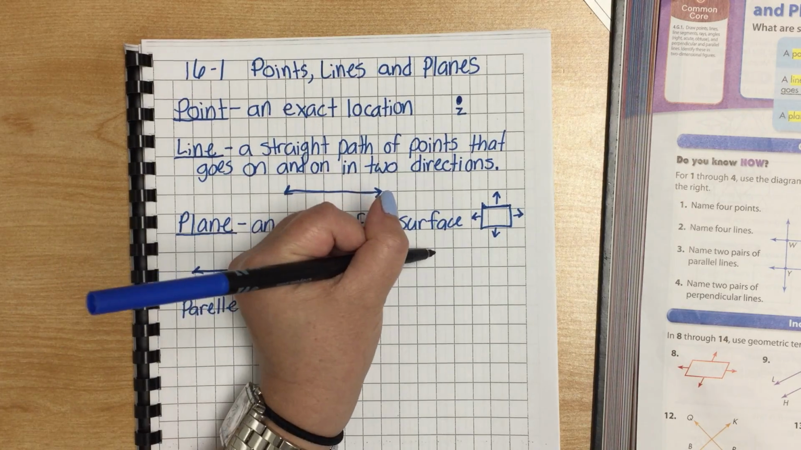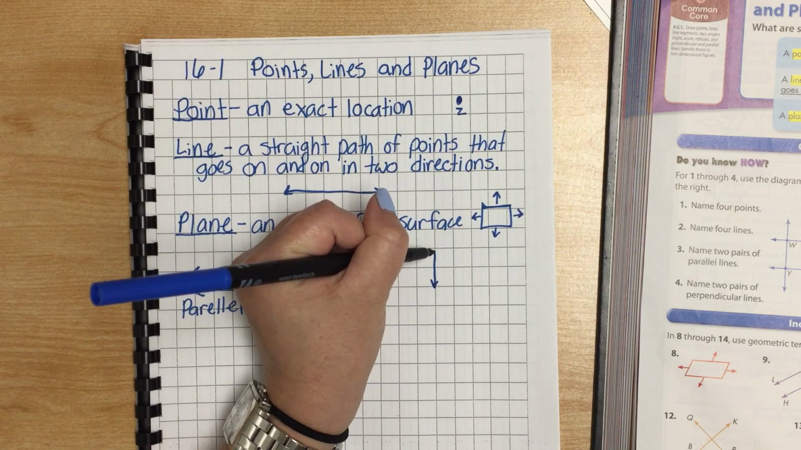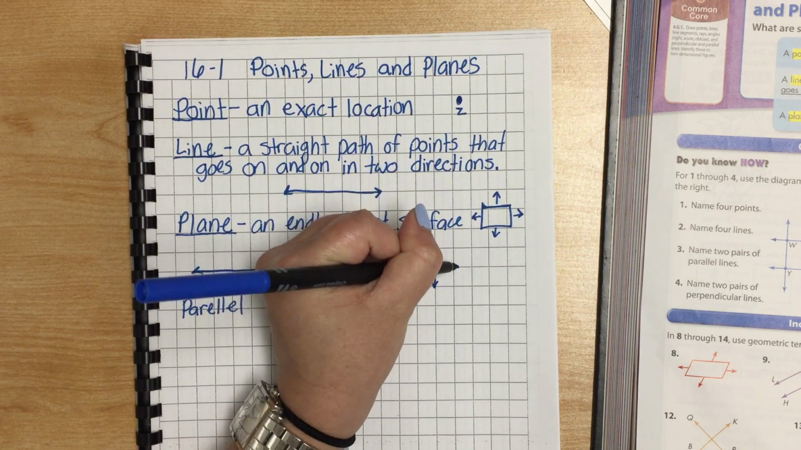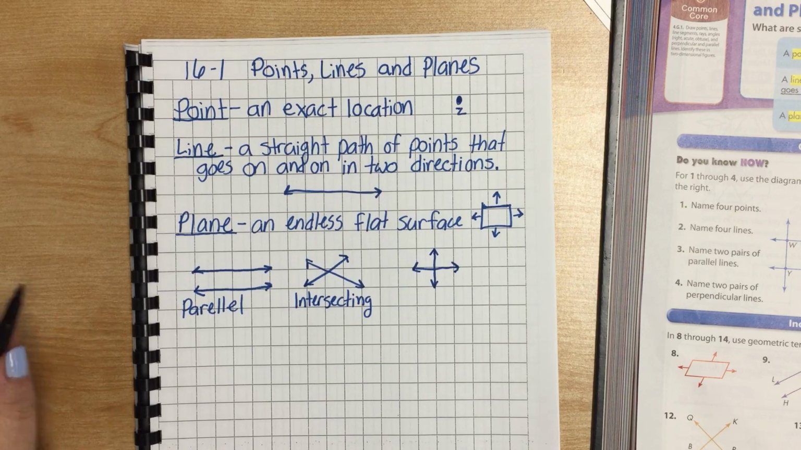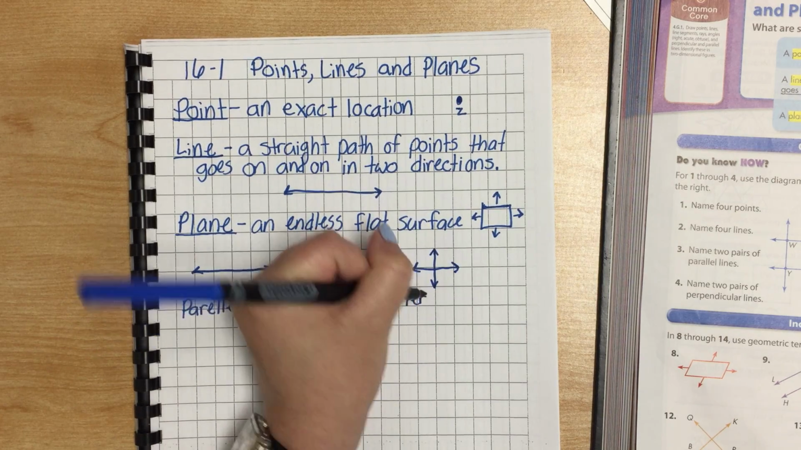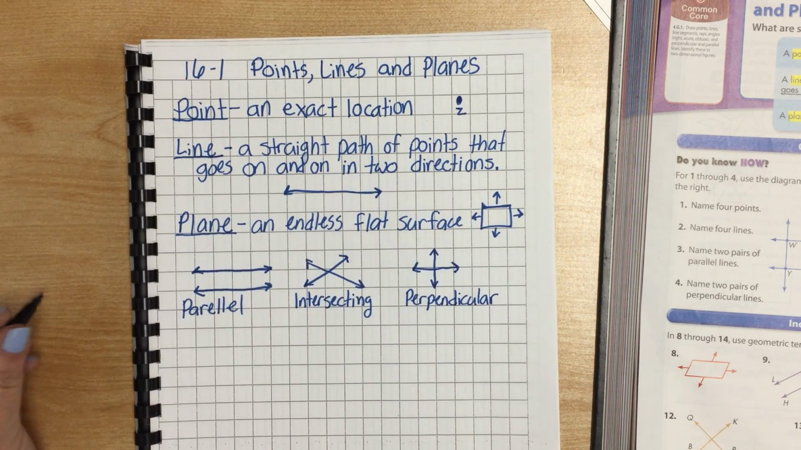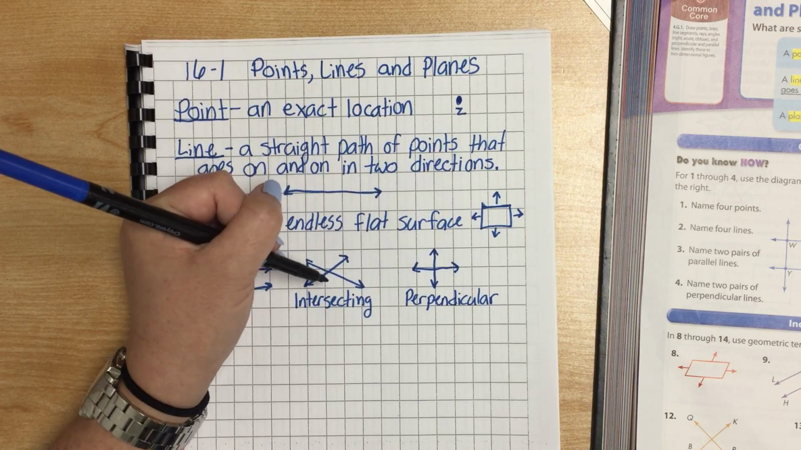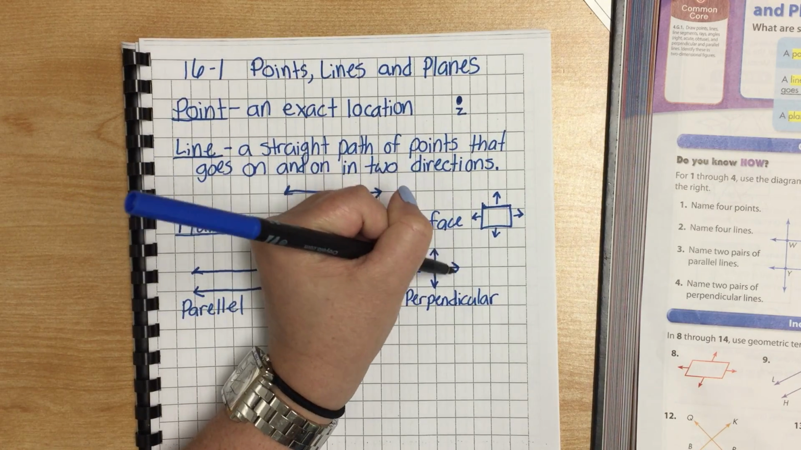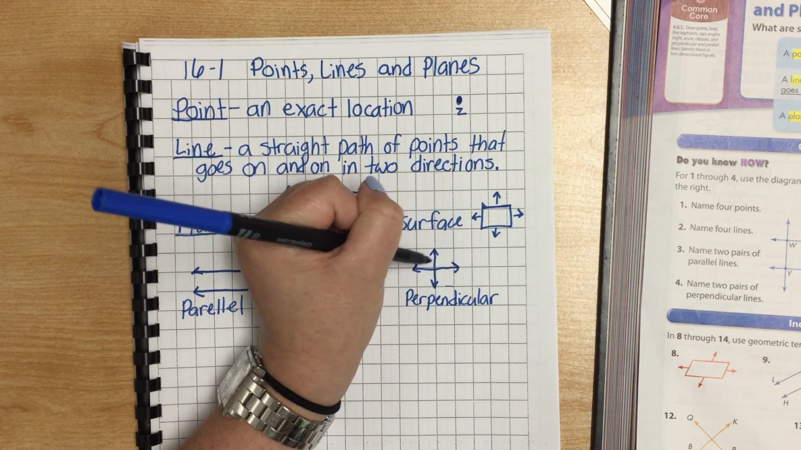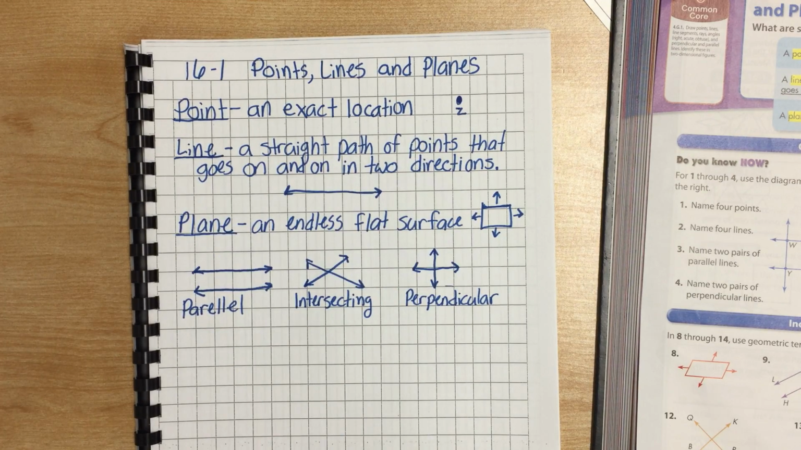And then the last kind, these are perpendicular. And the thing about these, the reason that they are different from intersecting lines is that they form squares. They have right angles when they are together. So perpendicular lines are intersecting lines, but intersecting lines are not perpendicular lines.